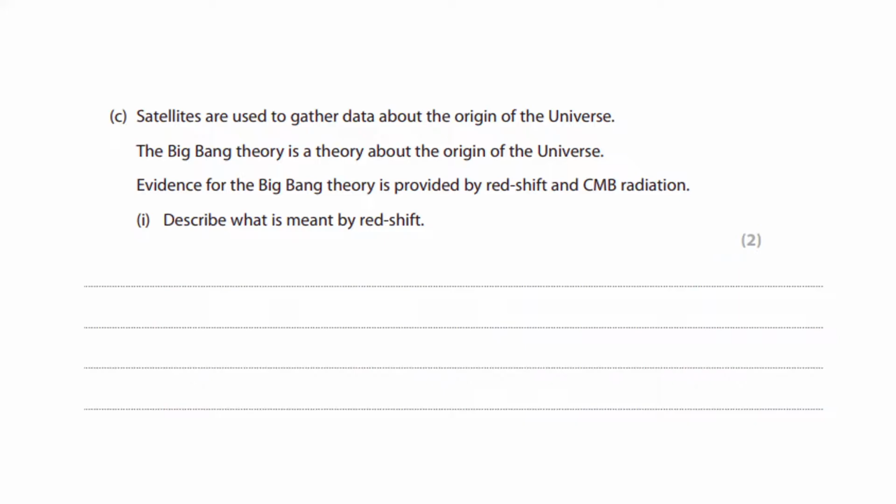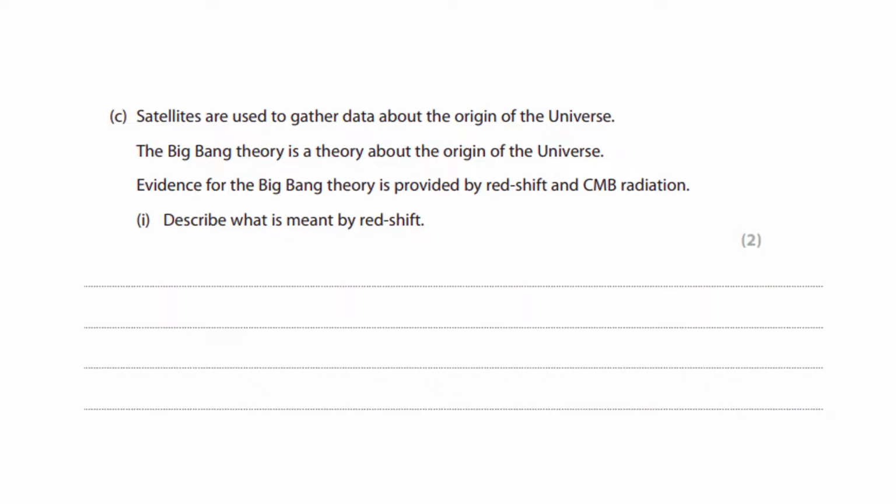Satellites are used to gather data about the origin of the universe. So satellites are above our atmosphere, not on the ground. The Big Bang Theory is a theory about the origin of the universe. This is going to come up a lot. It's going to be a similar theme throughout all these questions, but they're going to be asked in very different ways. So that's the point of this video.